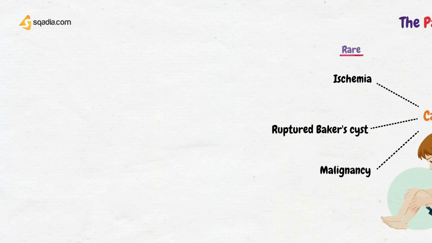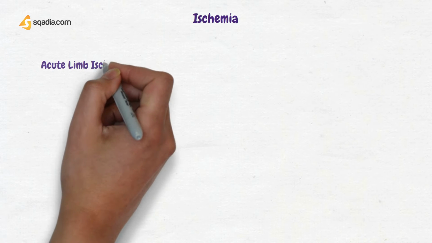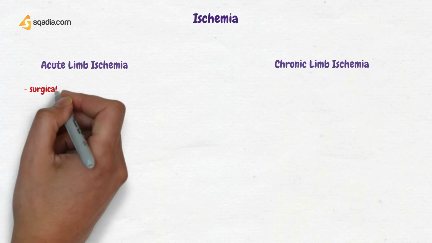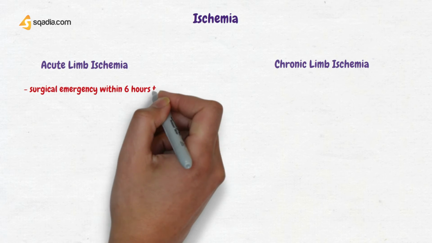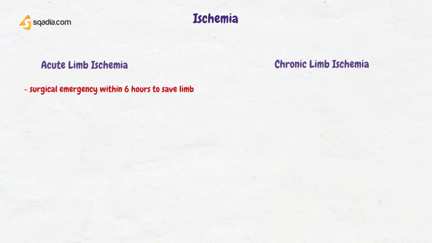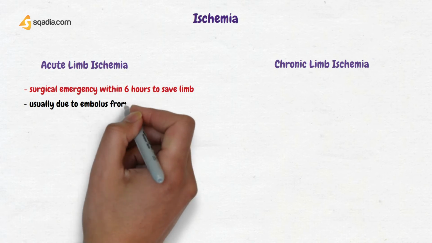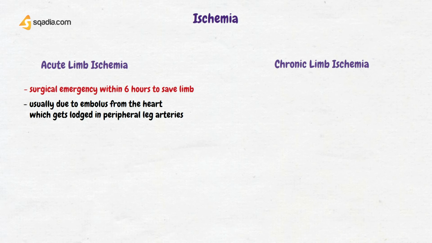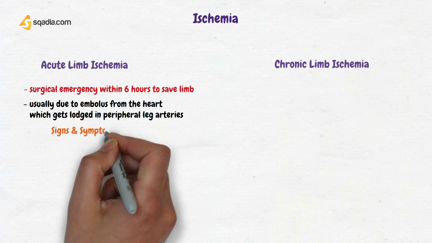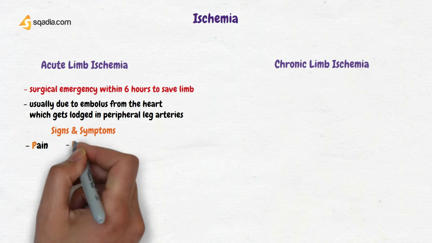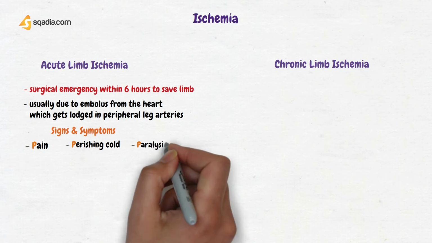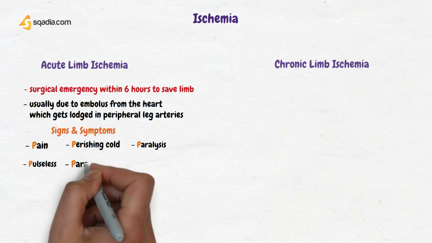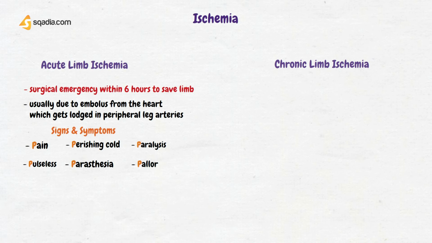Now we'll go through rare causes of leg pain, first of which is limb ischemia. It can be divided into acute limb ischemia and chronic limb ischemia. Acute limb ischemia is a surgical emergency, and revascularization must be done within 6 hours to save the limb. It usually occurs due to an embolus that originates from the heart and gets lodged in peripheral arteries in the leg. The signs and symptoms can be remembered as 6 P's: pain, perishing cold, paralysis, pulselessness, paresthesia, and pallor.